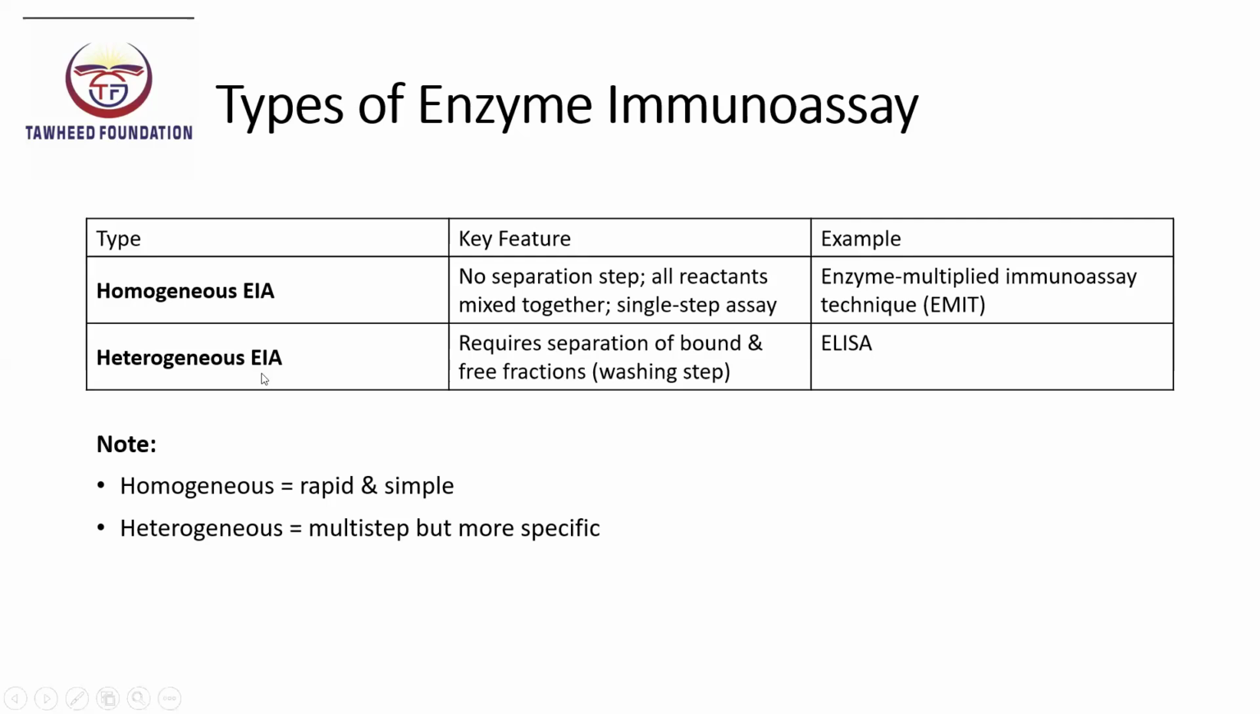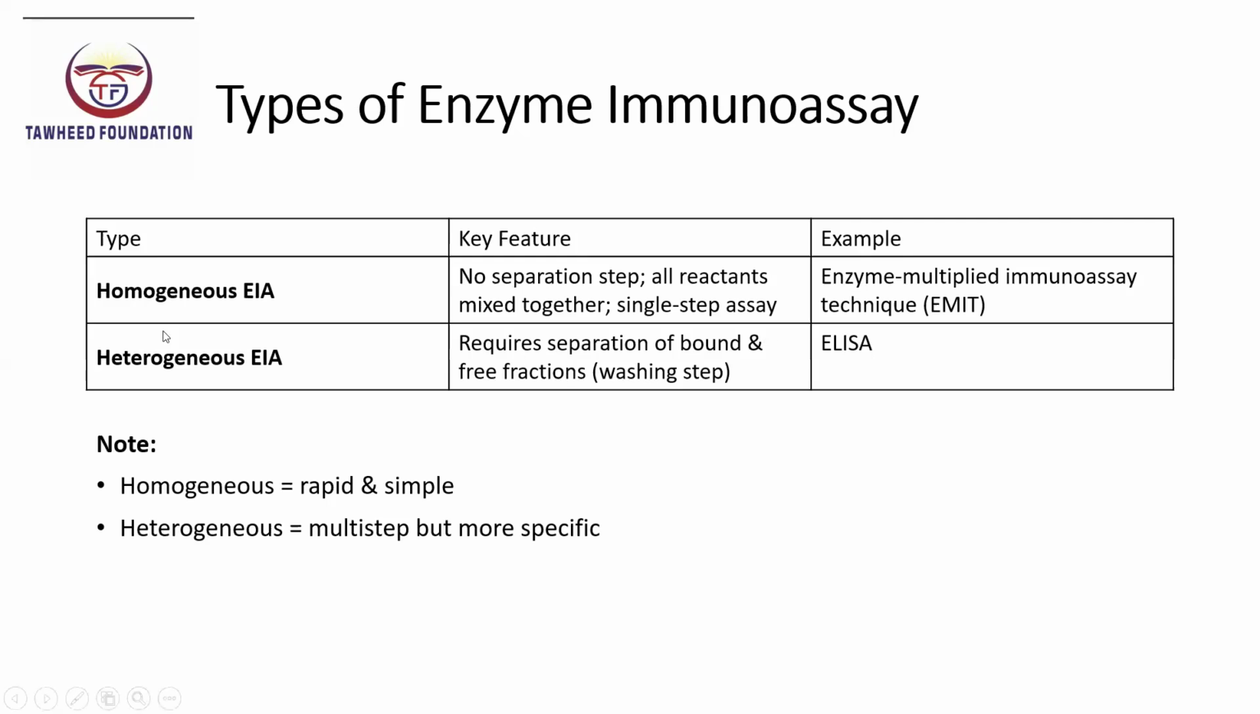In heterogeneous EIA, one reactant, either antigen or antibody, is immobilized on a solid phase. After the antigen antibody reaction occurs, unbound components are washed away and the enzyme substrate reaction generates a measurable color. The ELISA is a classic example of heterogeneous EIA. Although this method involves multiple steps, it provides higher specificity and quantitative accuracy than homogeneous assay.